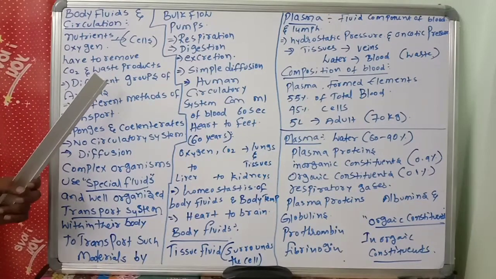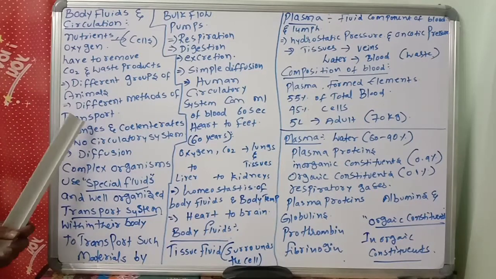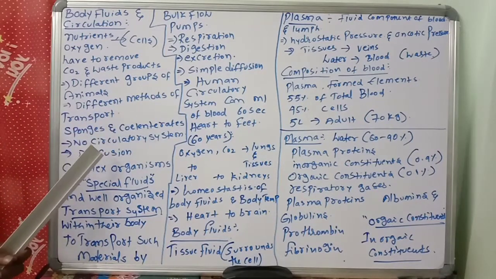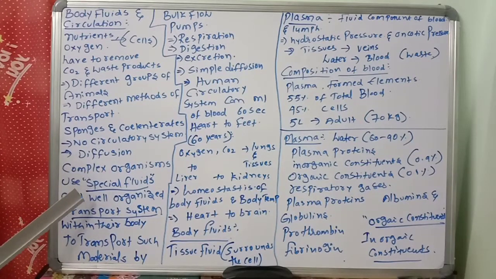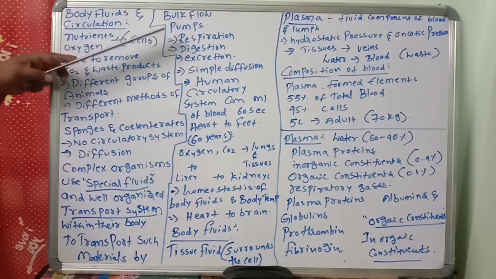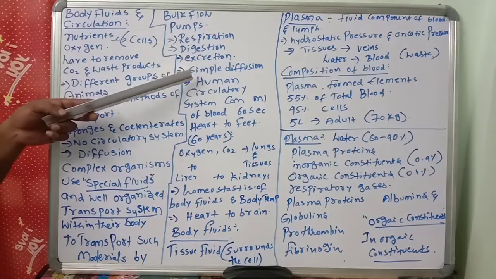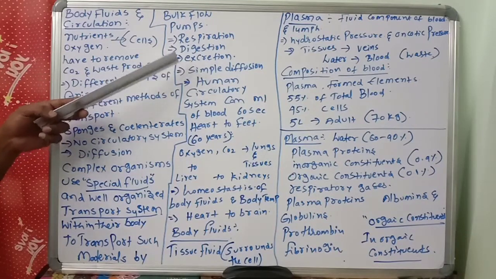So different groups of animals have different methods of transport systems. Number one, sponges and ciliates have no circulatory system, they rely on diffusion. Complex organisms use specialized fluids and a well organized transport system within their body to transport such materials by bulk flow pumps. Respiration, digestion, excretion, everything is bulk flow only. And simple diffusion is a very important process in the bulk flow.